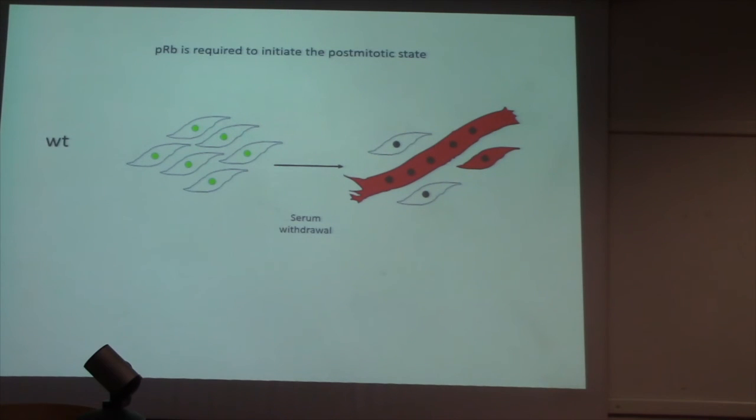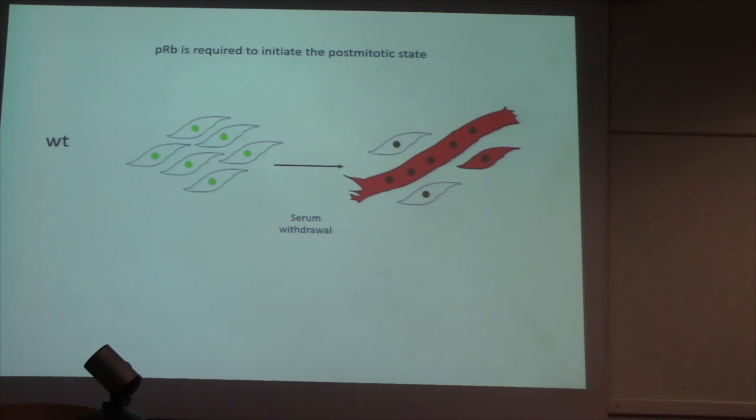What the authors knew before doing this study was that PRB is required to initiate the postmitotic state. Because in physiological conditions, that is, among other things, in the presence of PRB, when you remove serum, that is, you remove growth factors from the medium of myoblasts, growing muscle cells, they differentiate into terminally differentiated muscle cells, postmitotic cells. These nuclei here are in black because they no longer incorporate BrdU if you add BrdU. So the cells are growth arrested.